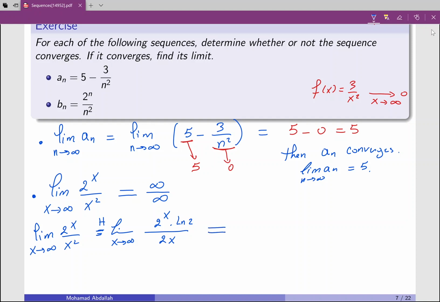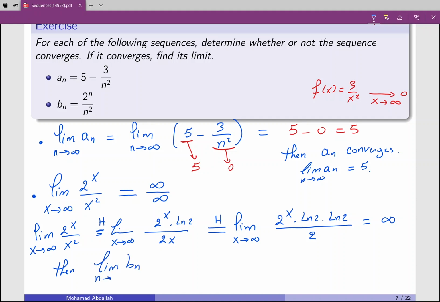So I can apply L'Hopital's rule one more time. This is going to be the limit when x approaches infinity of 2 to the x times ln 2, and you have another ln 2 already there, over 2. Well, this is infinity divided by 2, which is infinity. So the limit of b_n when n approaches infinity is infinity. This implies that b_n is divergent, because the limit is not finite.